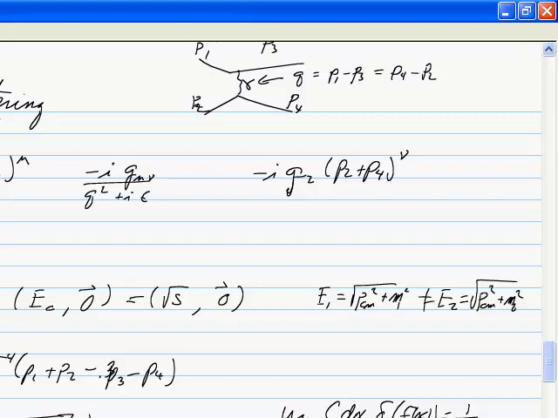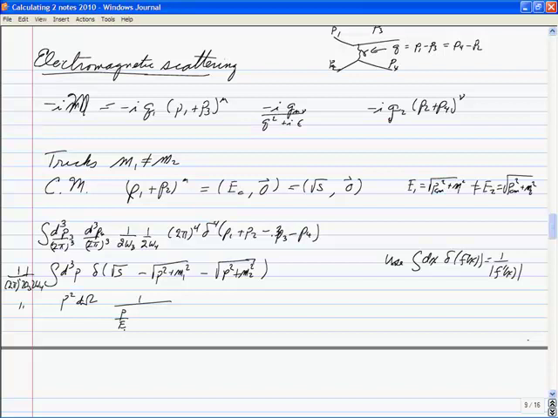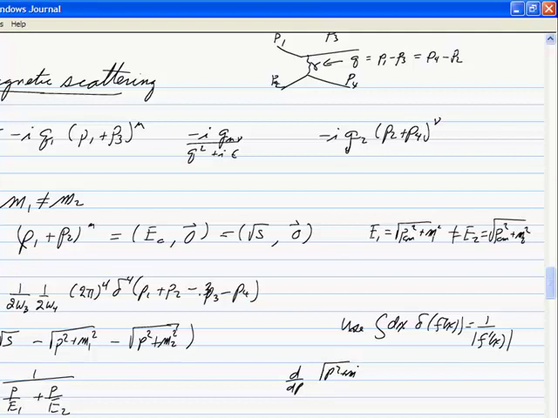Okay? 1 over the derivative of that quantity is, the first term is P over E1 plus P over E2. Okay, everyone see that? I'm taking the derivative with respect to P of the square root of P squared plus M squared, which is then 1 over the square root of P squared plus M squared, times P. Okay, factors of 2 work out.